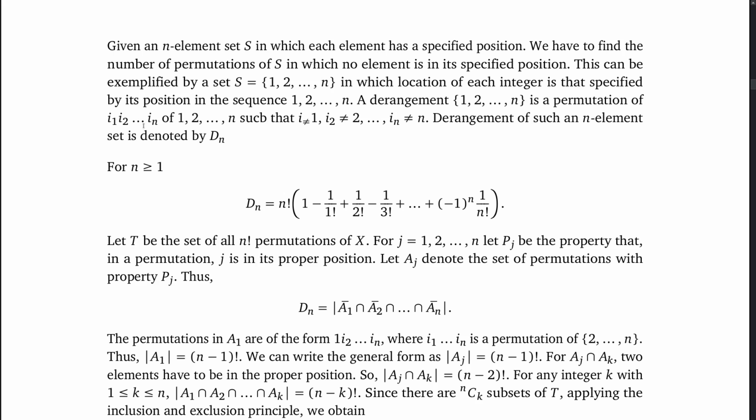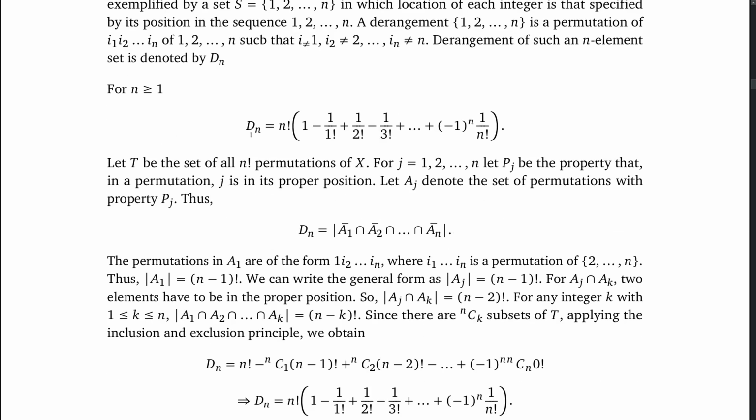A derangement is a permutation i1, i2, i3 through in of 1, 2 through n such that i1 is not equal to 1, i2 is not equal to 2, and in is not equal to n. The number of derangements of such an n element set is denoted by Dn for n greater than or equal to 1. Dn is equal to n factorial into 1 minus 1 by 1 factorial plus 1 by 2 factorial minus 1 by 3 factorial through minus 1 to the power n 1 by n factorial.